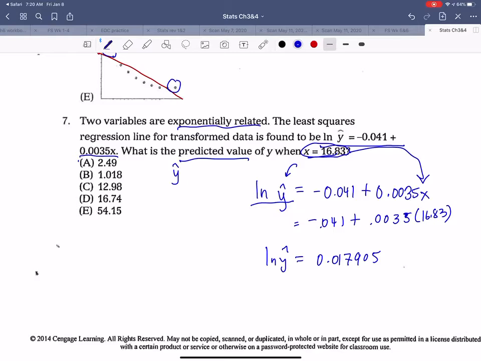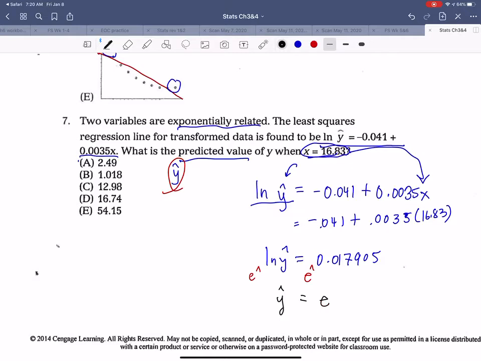Okay. Now, I need to solve for that, and if I'm going to solve for y hat, I have to get it by itself on one side. So the inverse of natural log is e to the power of. So if I take e to the power of the natural log of y hat, I get y hat.